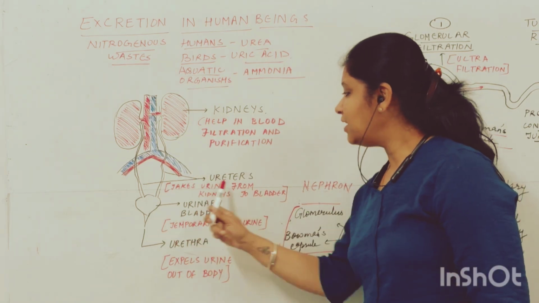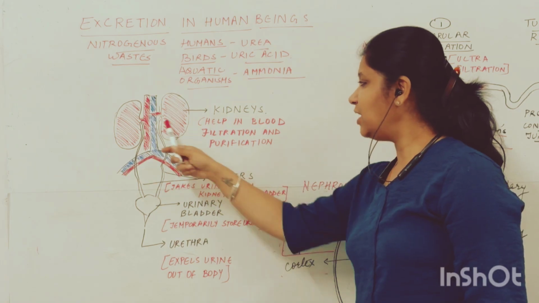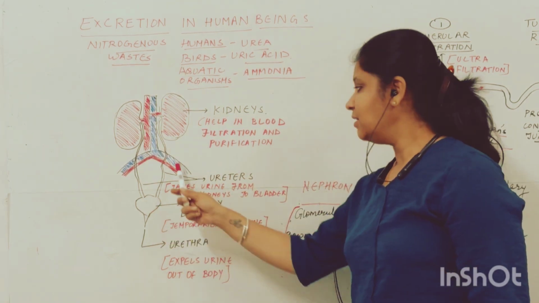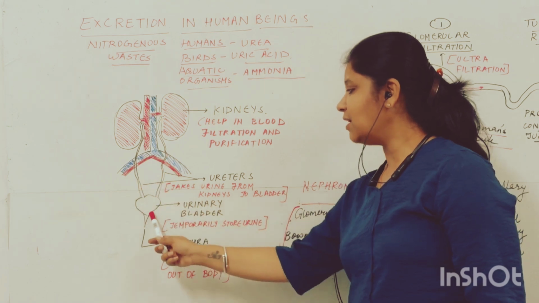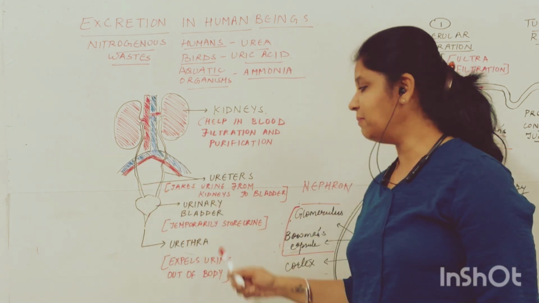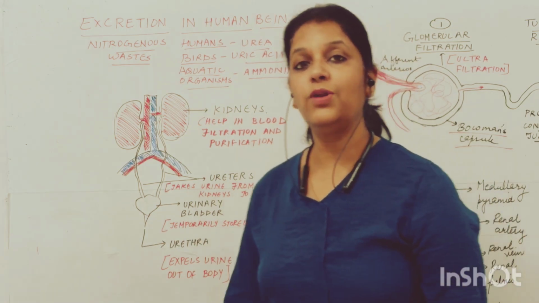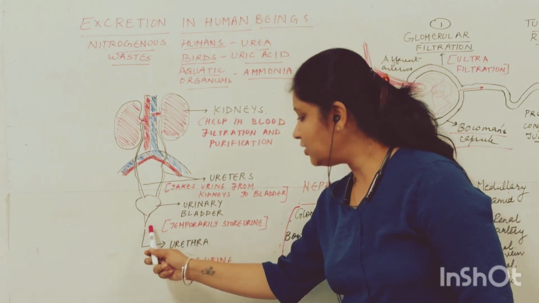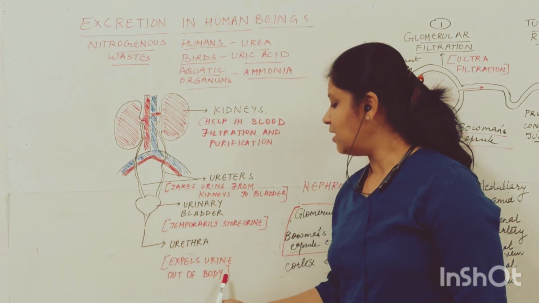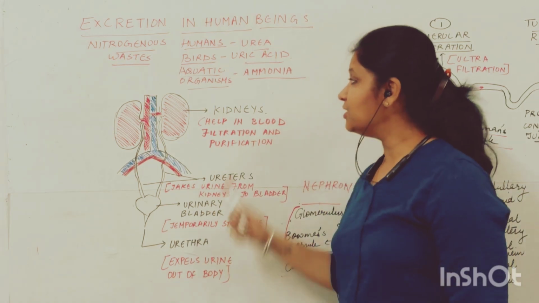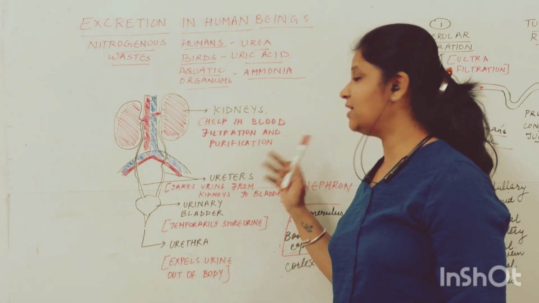Now, after that, you have a pair of ureters which take urine from the kidney to the urinary bladder. The main function of the bladder is that it temporarily stores urine in the body. After that, you have the urethra, which helps our body expel urine out. So this is the basic structure of the excretory system.